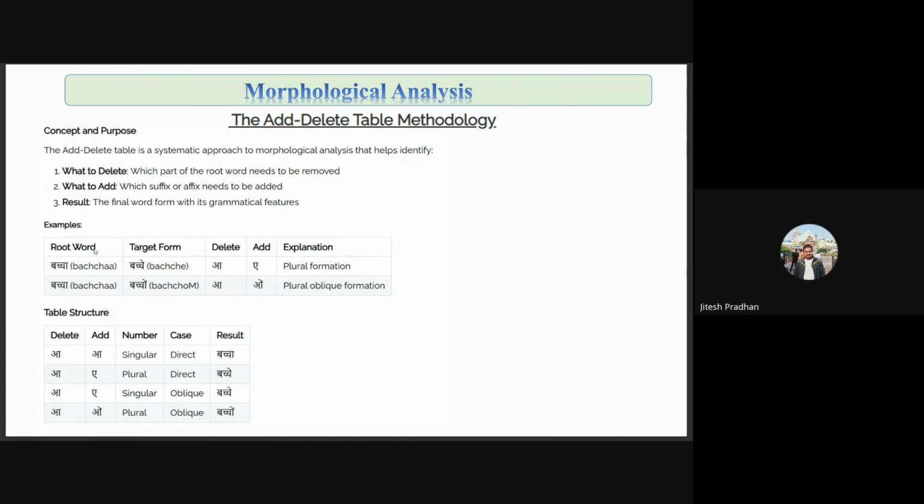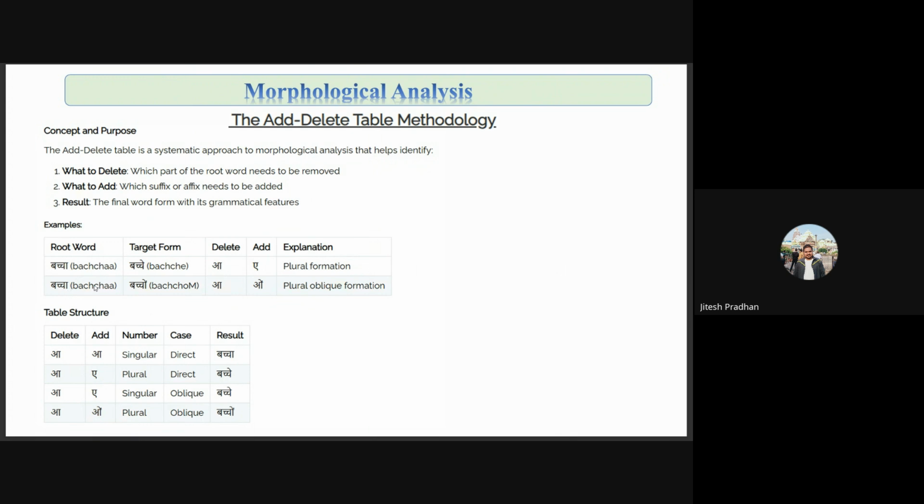Now let's take the root word bacha. We have written bacha, the root word we are having. Now the targeted word is bacche or bachon. So we deleted a, we have deleted the a ki matra and we have added e, so it becomes bacche. It's a plural form. Earlier it was a singular form.